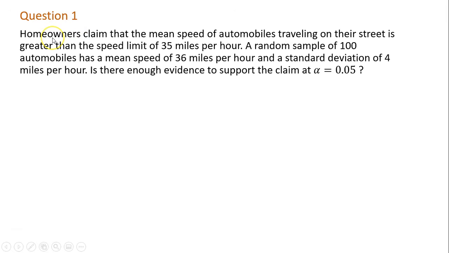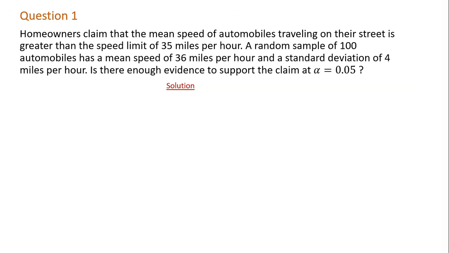Question 1 says, homeowners claim that the mean speed of automobiles traveling on their streets is greater than the speed limit of 35 miles per hour. A random sample of 100 automobiles has a mean of 36 miles per hour and a standard deviation of 4 miles per hour. Is there enough evidence to support the claim at alpha equals 0.05? So we are going to follow the 5 steps to do this.